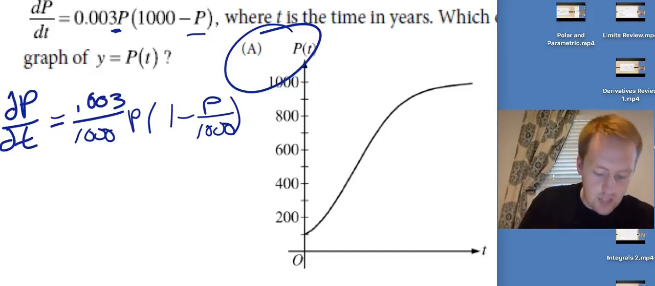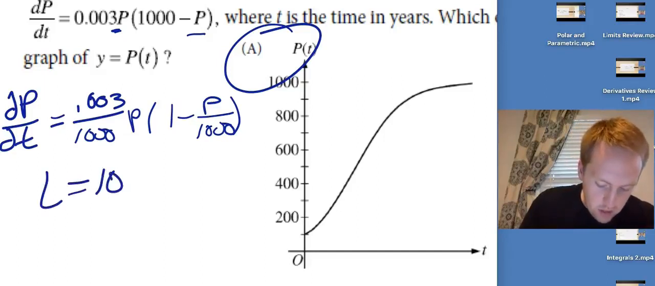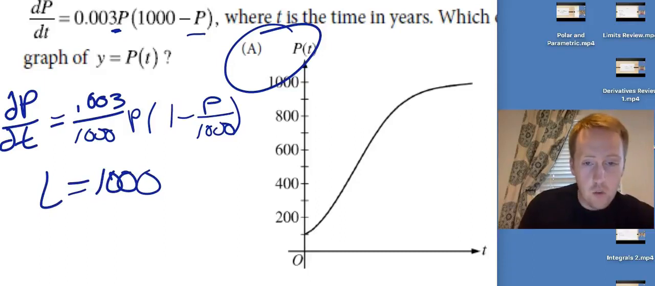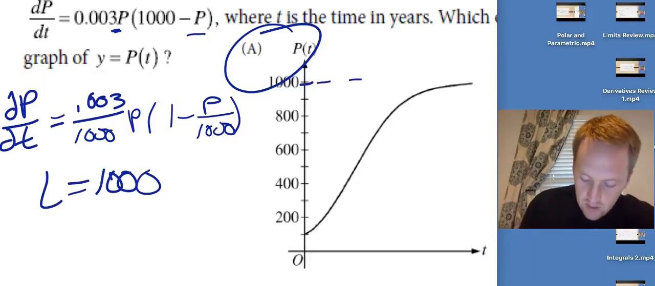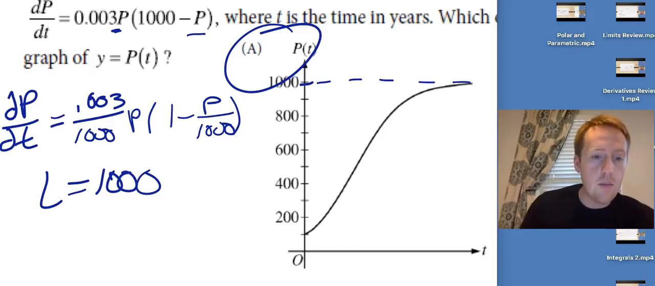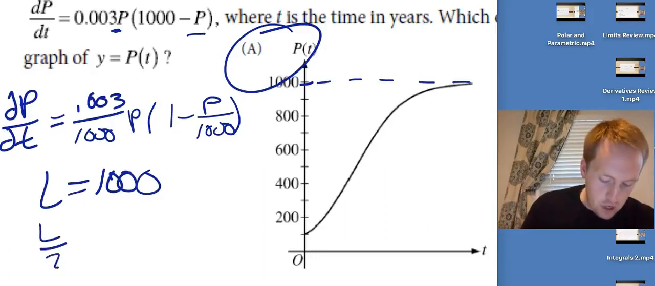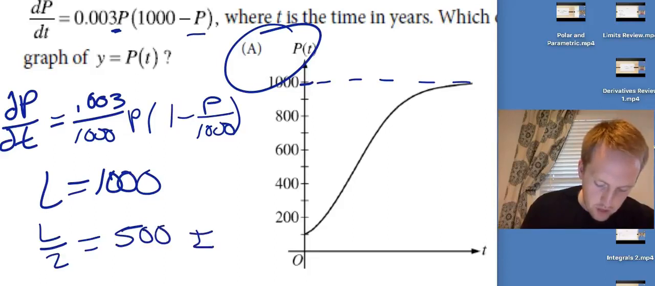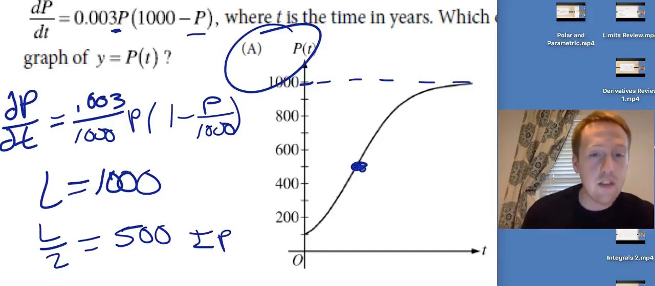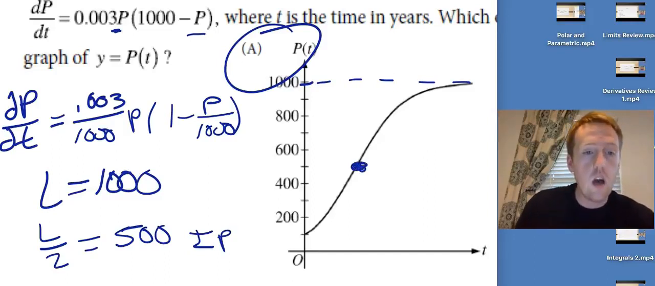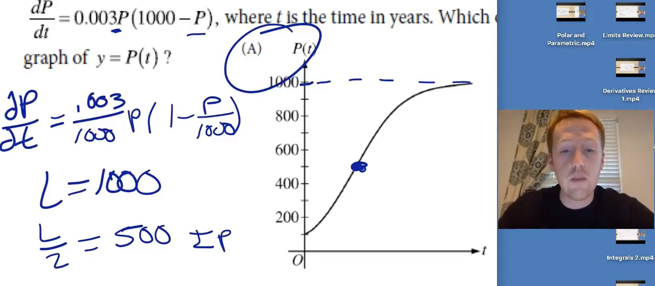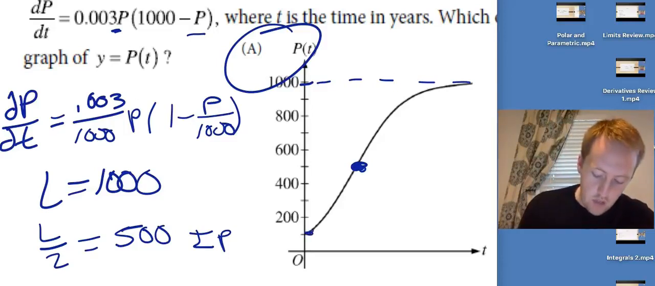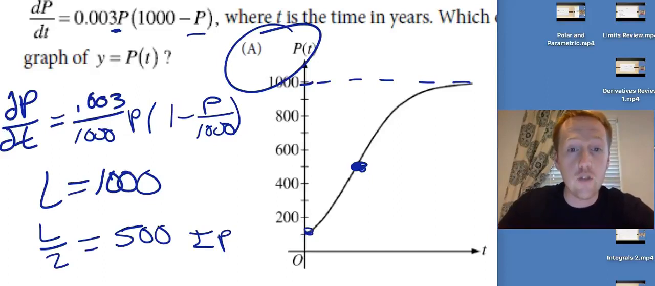So what I'm going to notice is that L is 1,000, which matches our answer choice. We've got a carrying capacity. We've got a horizontal asymptote at 1,000, which means at L over 2, I should have a change in concavity. So we should have an inflection point. And it in fact looks like we do. That's the place where it's also growing most quickly. Our initial condition we see is 100. That's how we would have recognized that it should have looked like an S between two options.